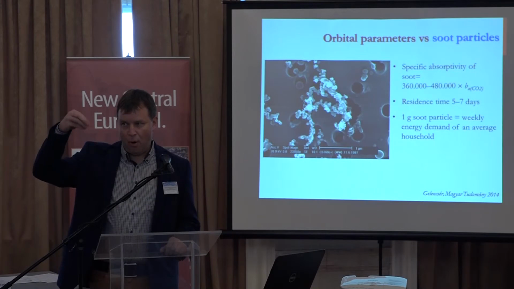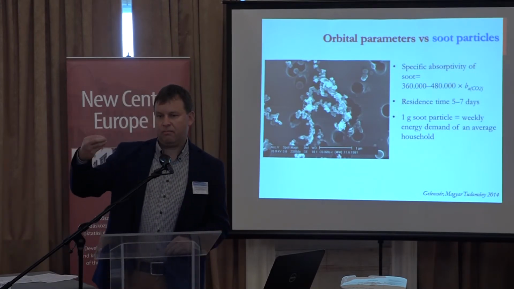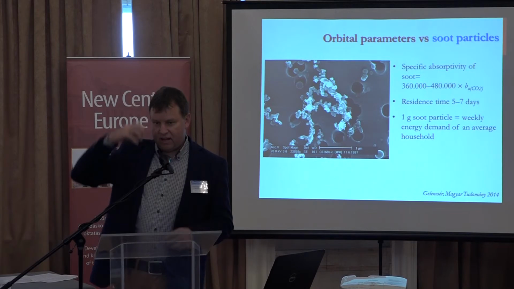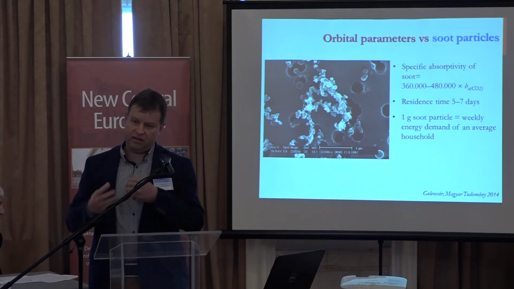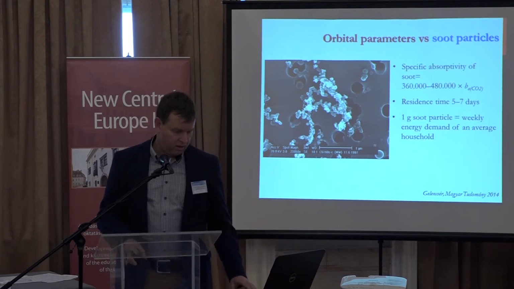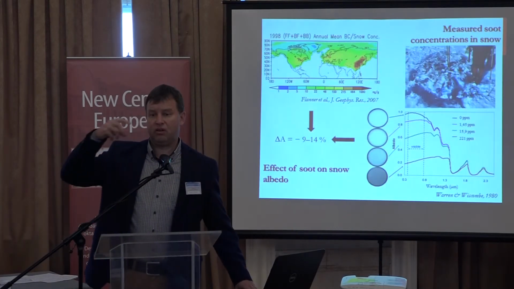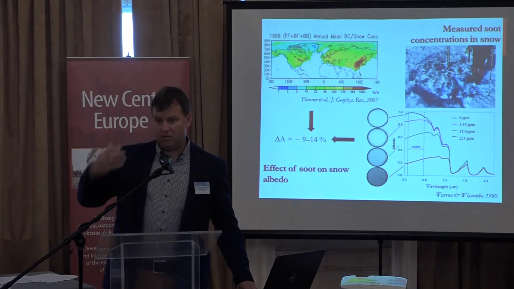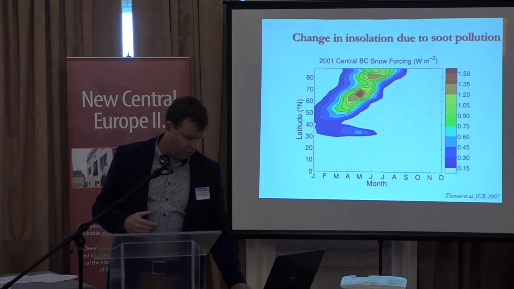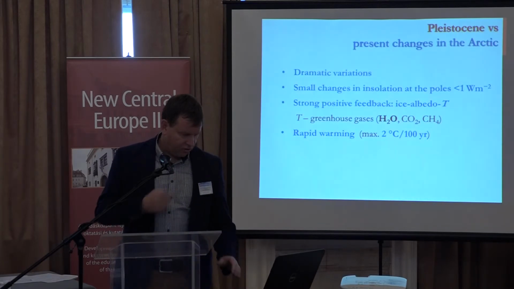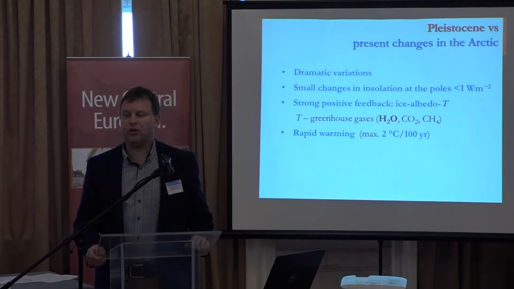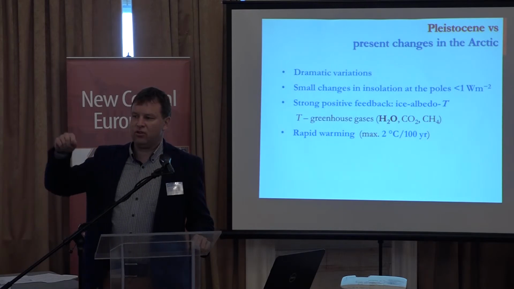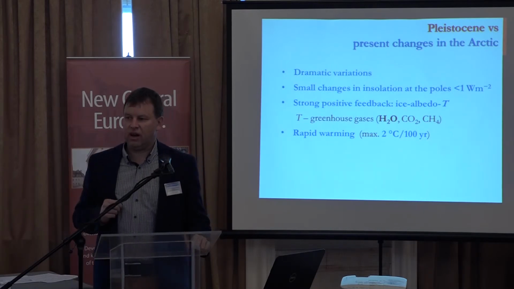And soot has the property, being black, that it can absorb light and change the absorptivity of the ice at the poles, and so the amount of energy that is received in the poles to a large extent. So I don't want to go into details. Eventually, we already produce changes of about the same order of magnitude as these large variations of ice ages and interglacials.